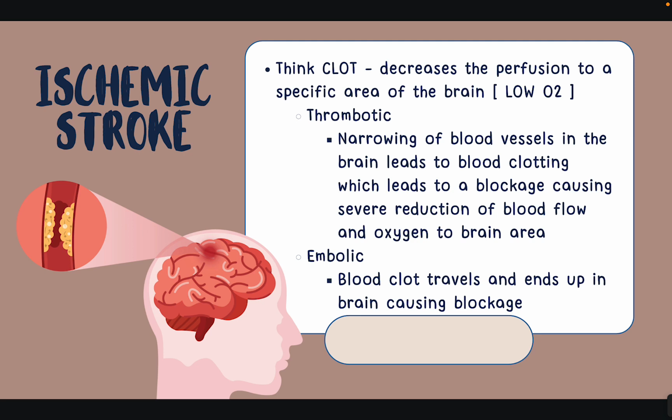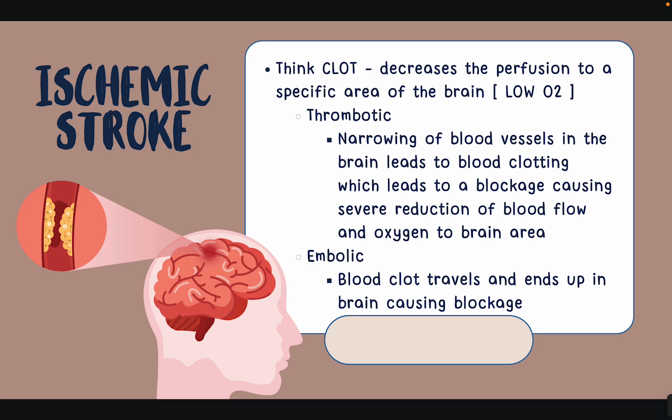Okay, so there's two types of ischemic strokes, and they have to do with clots. So you could have your thrombotic stroke, which is the narrowing of blood vessels in the brain that leads to blood clotting, which leads to blocking and causing severe reduction of blood flow and oxygen to the brain area. So basically ischemia.